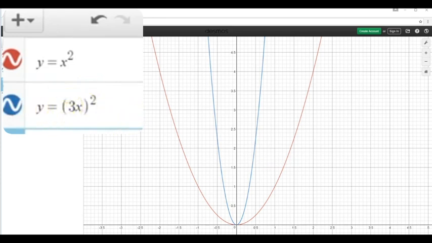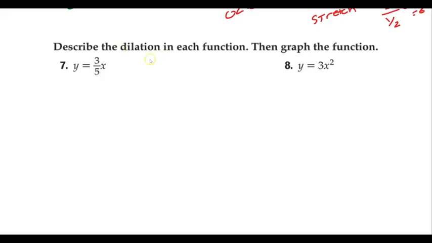I just square everything. I get 9 equals 9x squared. Exact same graph. It's the same thing as a vertical stretch. In this case, I have a vertical stretch, which makes it skinnier, or I can have a horizontal shrink. Same thing. I also call it dilation. Let's do some examples real quick.